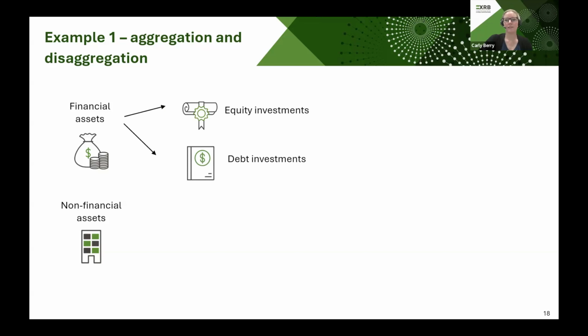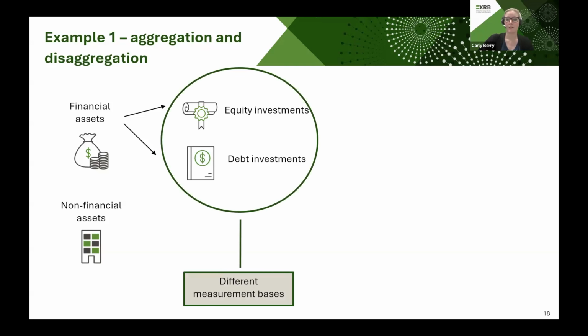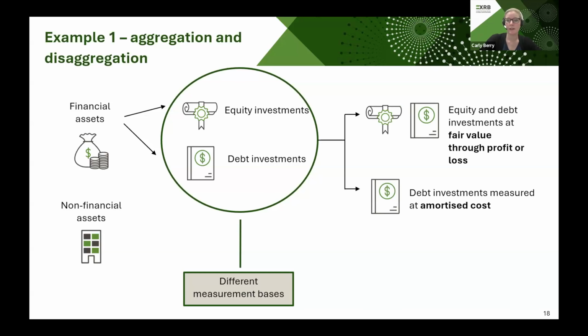The financial assets comprise equity investments and debt investments, and those two types have different characteristics because they have different measurement bases. So some are measured at fair value through profit or loss, and others at amortized cost. In this example, the company decides that disaggregating the financial assets based on those measurement bases, as shown here, would contribute to a useful structured summary of its assets.